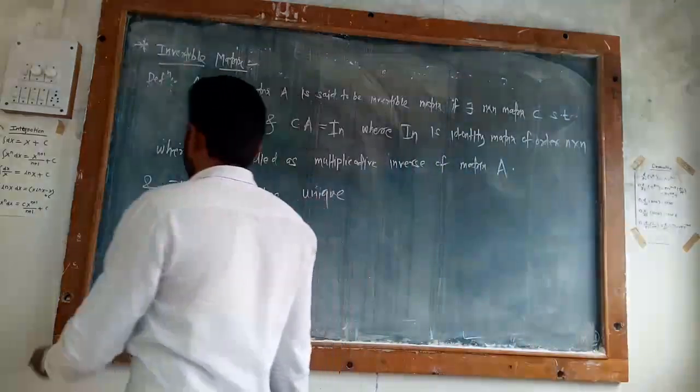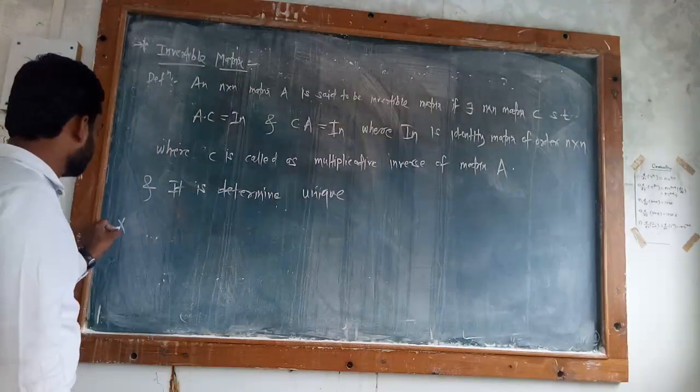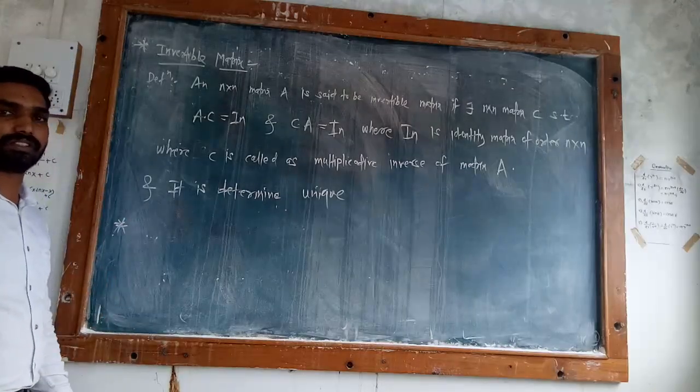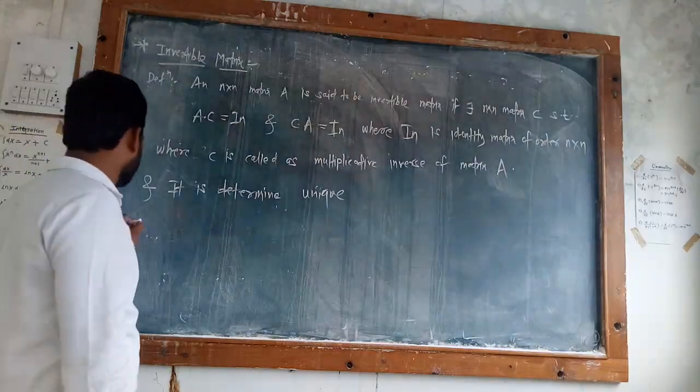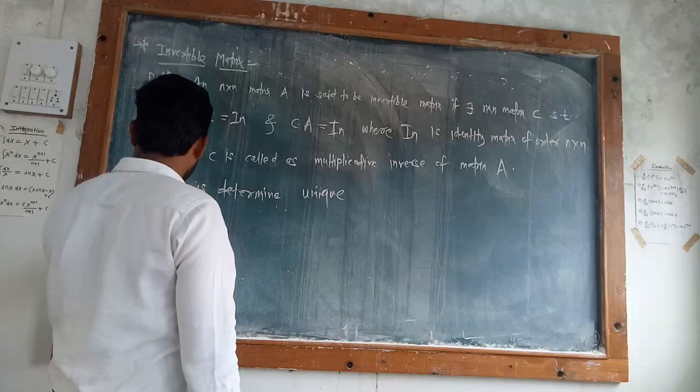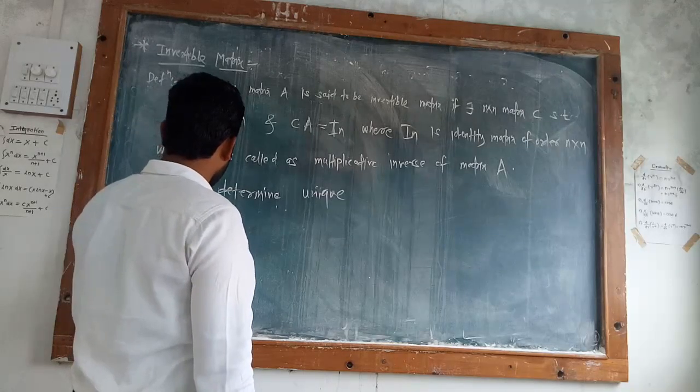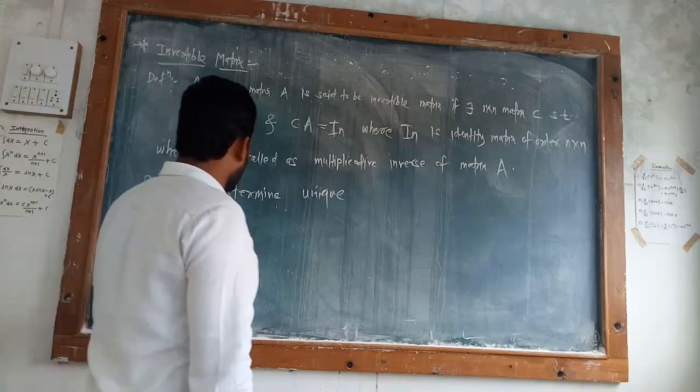Okay. And the next definition is singular matrix and non-singular matrix. Okay. The next definition is singular matrix.